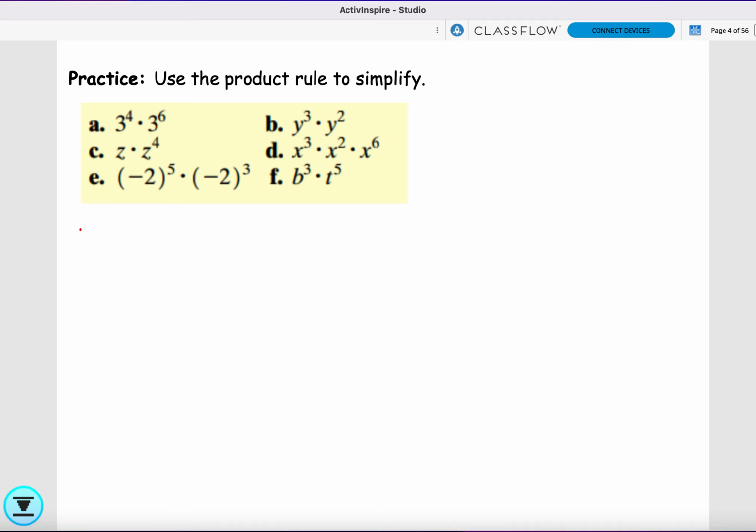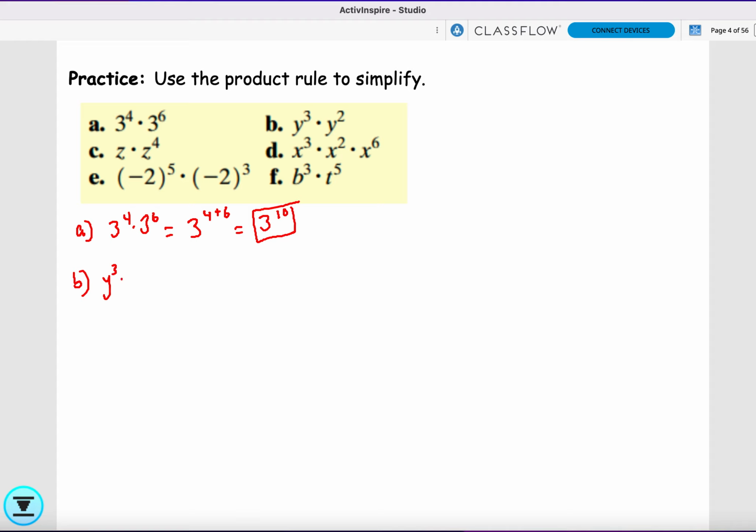So A. That's going to be 3 to the 4 times 3 to the 6. That's the same base, alright? The base is the same. But the 4 and the 6 are added because the product rule applies. And it's 3 to the 10th power. We're done with A.